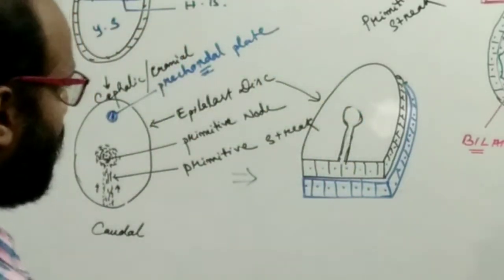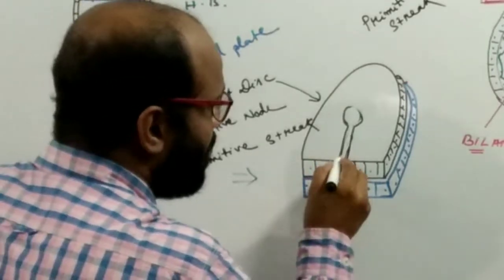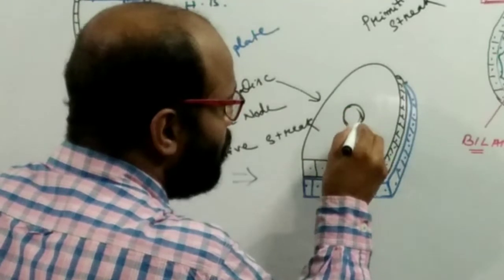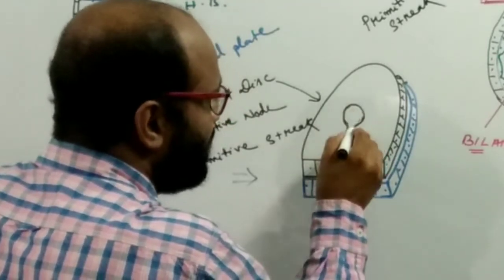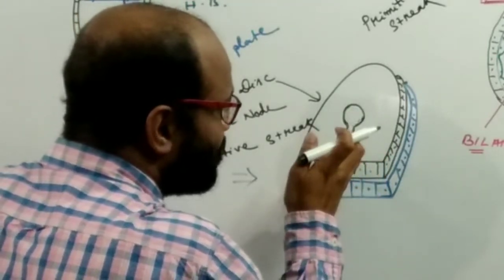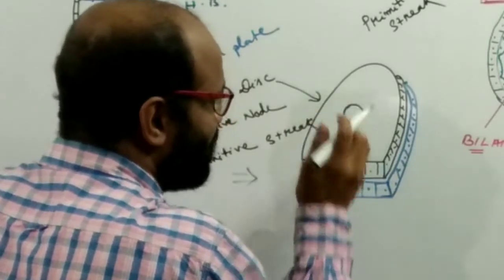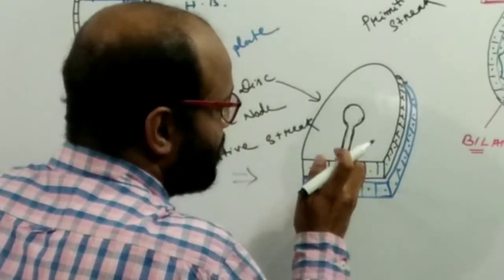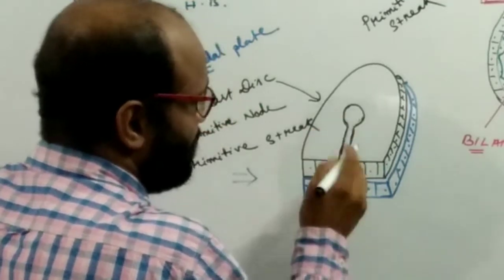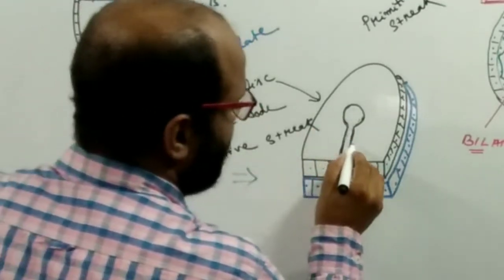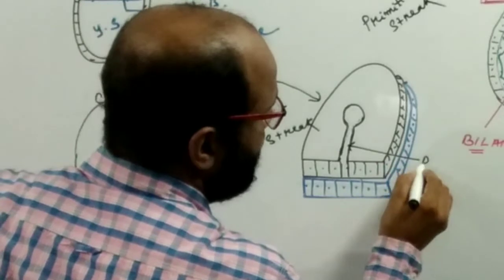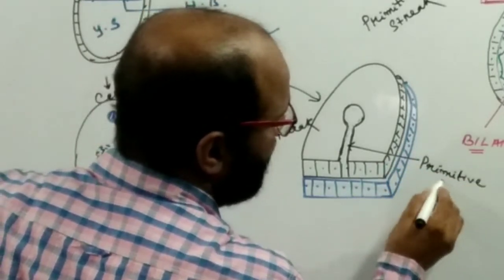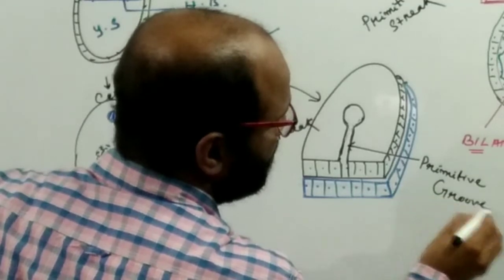So what happened now? The cells start dying, which forms a groove-like structure, a groove or canal-like structure. This is the groove-like structure. Now it is known as the primitive groove.